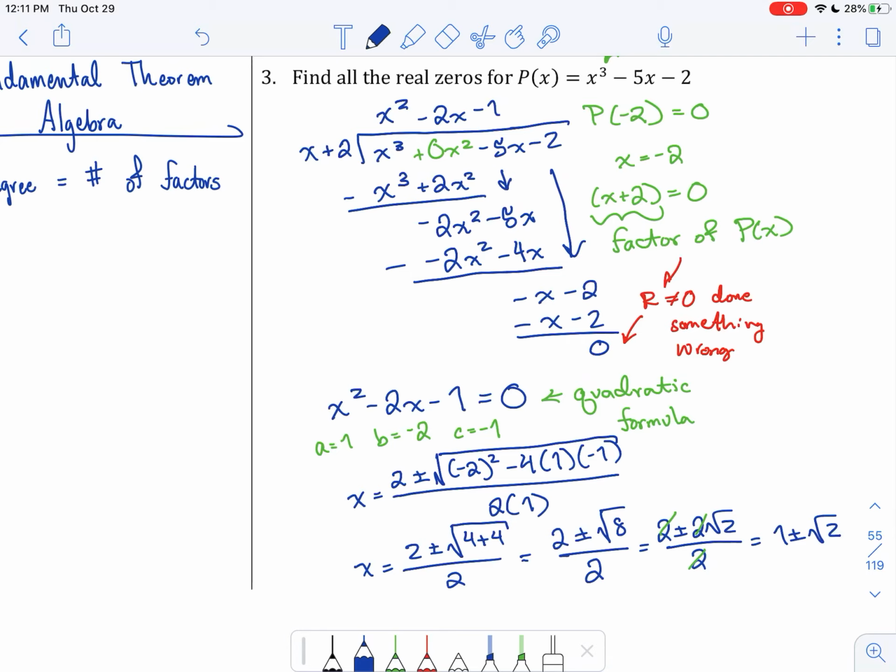So if I'm finding all the zeros of this problem, the zeros would be negative 2 from before, 1 plus root 2, and 1 minus root 2.